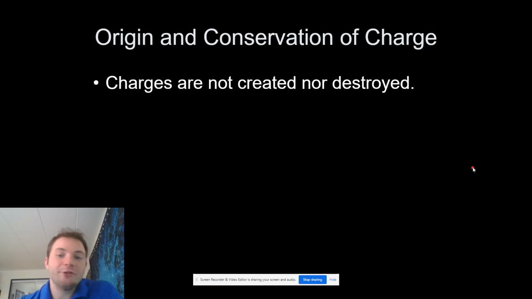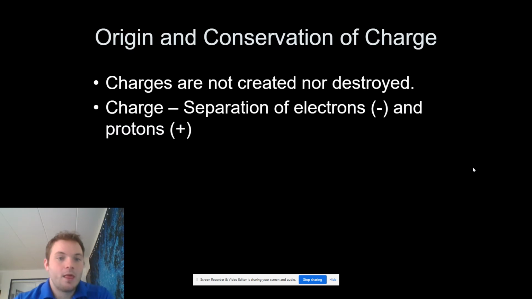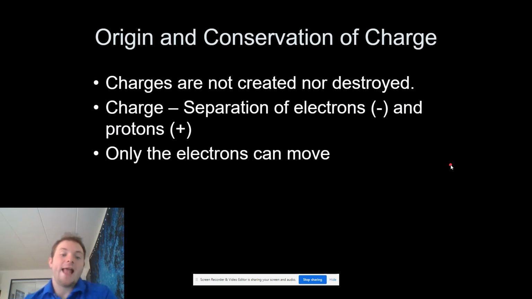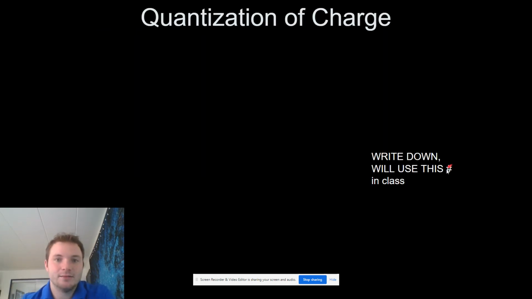Charges are not created nor destroyed. It's separated into electrons and protons. And we talked about this last time, but only the electrons move. If you remember the atom, the protons and neutrons were in the middle, and then the electrons were flying around the outside. Those can get traded between atoms, but the protons and neutrons, the nucleus, stays.